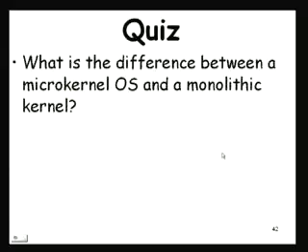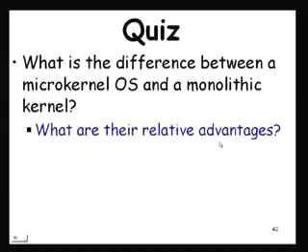So, let us just try to answer one or two questions. What is the difference between a monolithic kernel and a microkernel? Monolithic kernel has the entire kernel in the main memory, while microkernel has only the basic kernel.